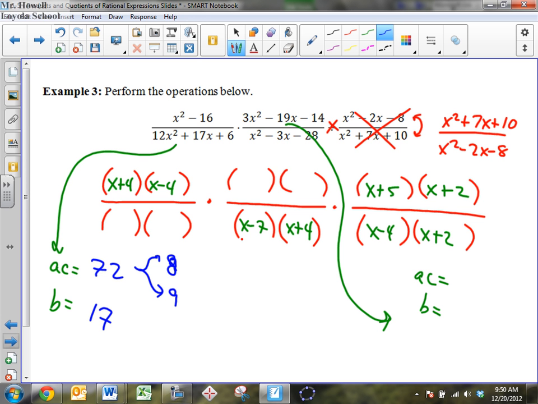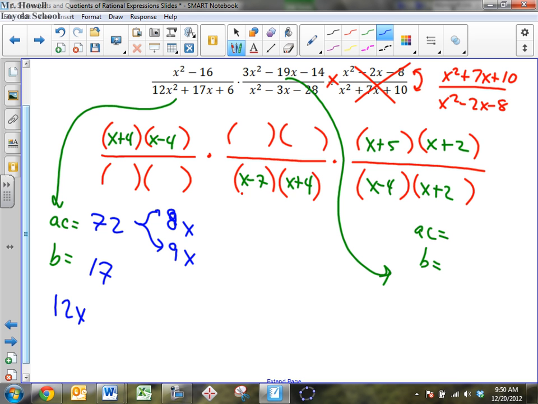So, I break up the middle term into 8x and 9x. If it helps you, do that. Because a lot of you are doing this, 8 and 9, and then you're making those your factors. Those are not your factors. That's what you break the middle term into. So the middle term becomes 12x squared plus 8x plus 9x, and this 8x and 9x takes the place of the 17x. Again, these are not your factors.